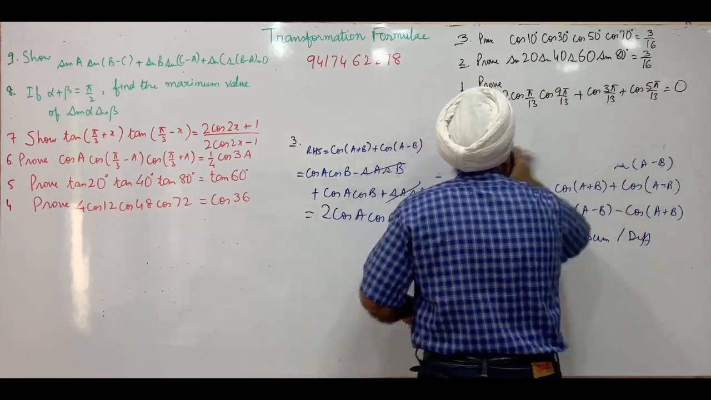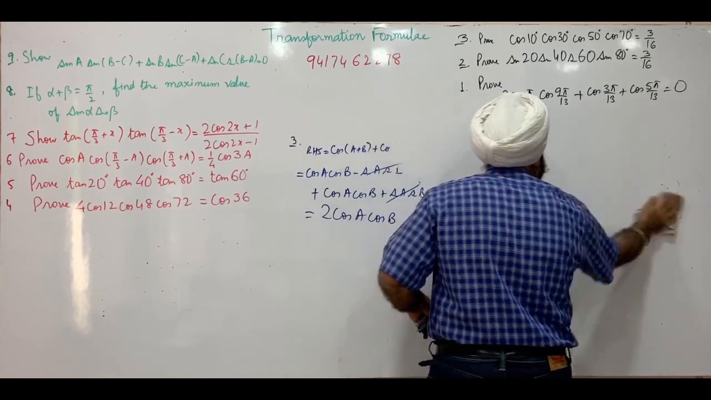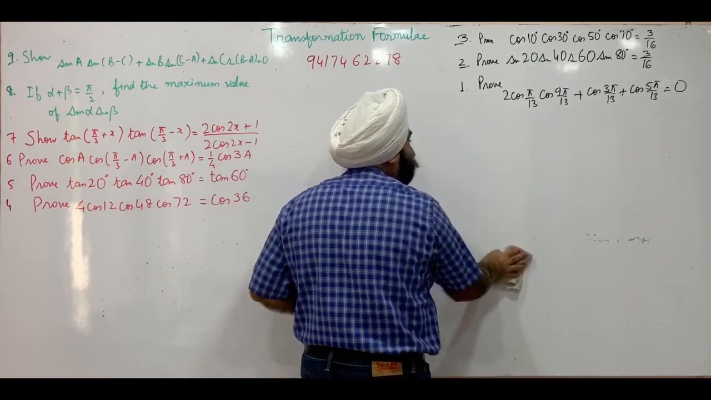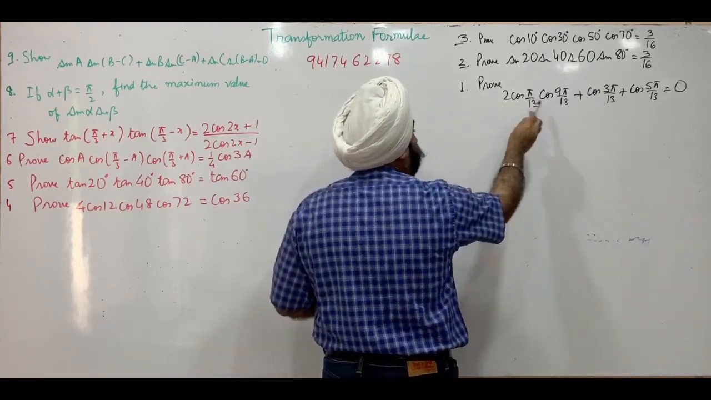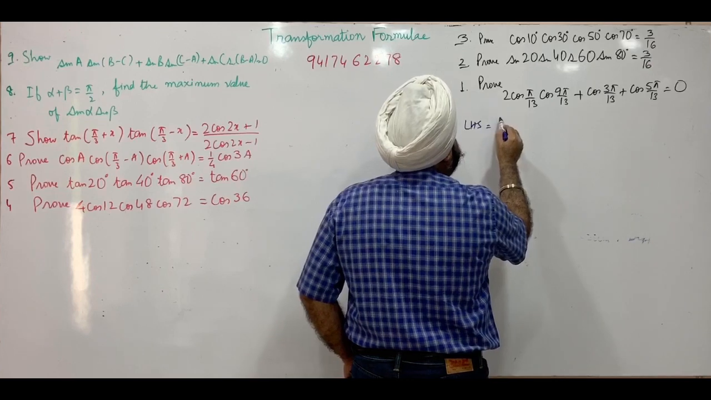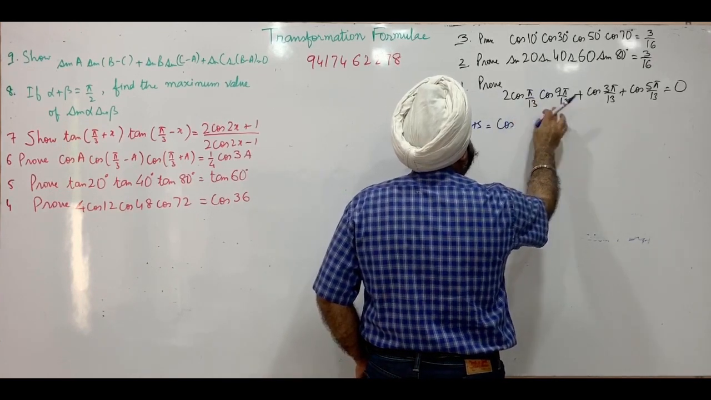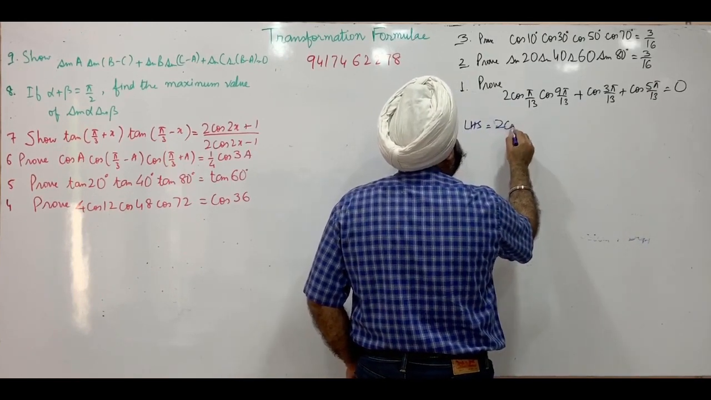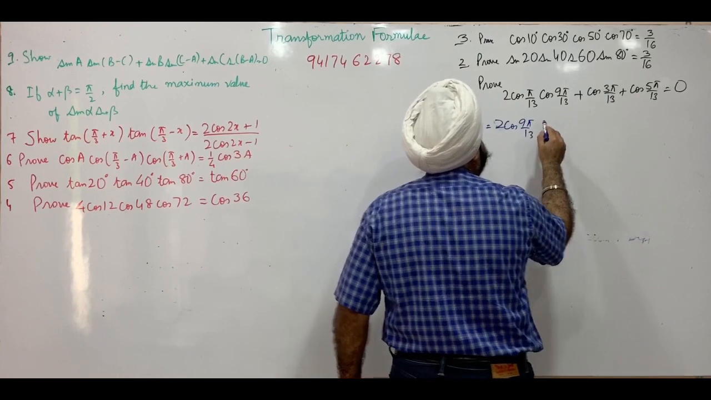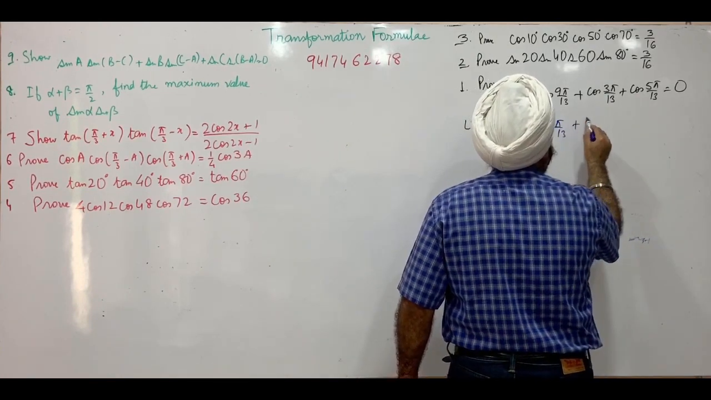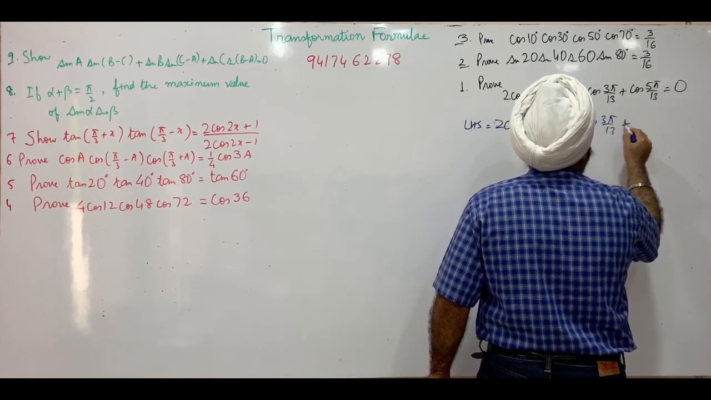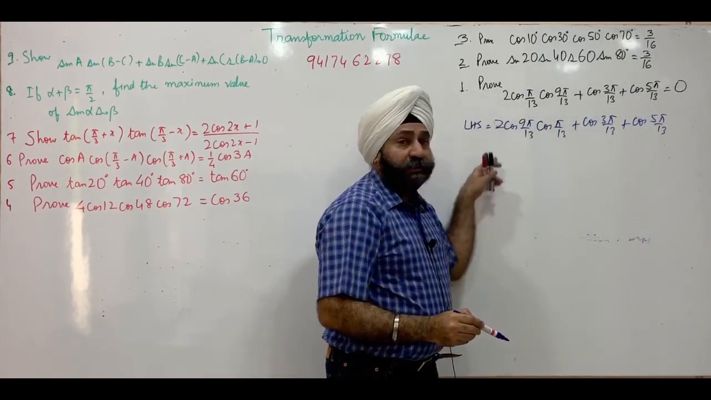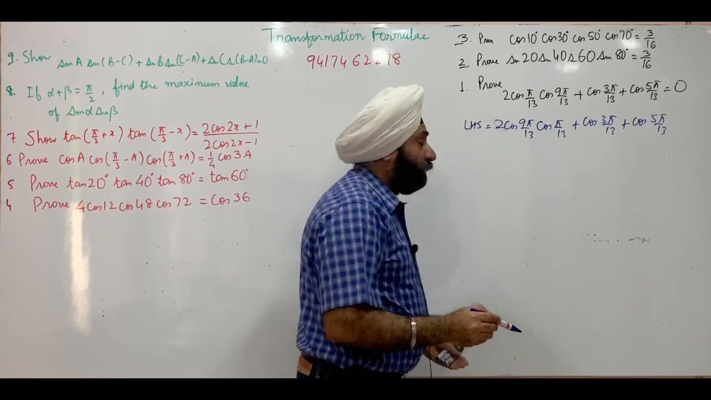Let us learn use of these formulas to solve questions. The first one, we have to prove the left hand side is equal to 0. So this is 2 cos A cos B. Let me rewrite the left hand side as 2 cos of 9 pi by 13 into cos of pi by 13, then 3 pi by 13, this is 5 pi by 13. I have changed order. This is greater angle, this is smaller angle.